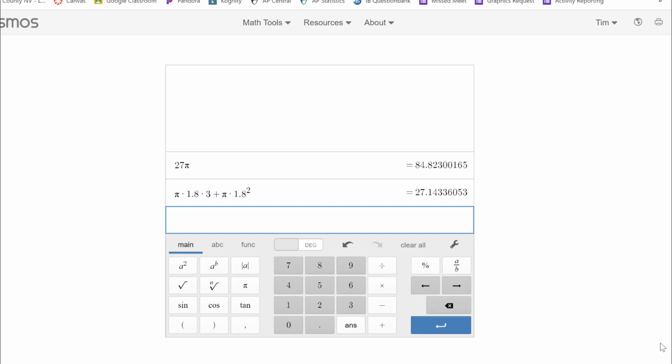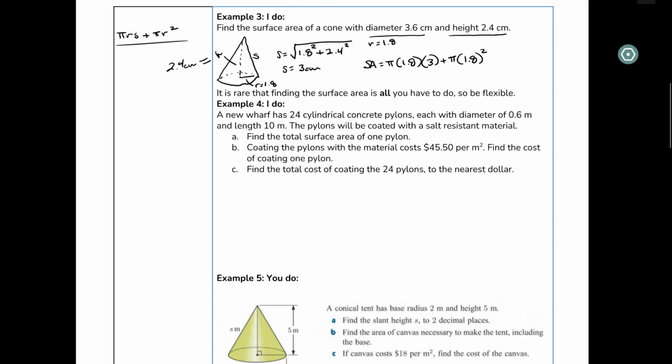And there we see the surface area of this cone is going to be 27.1, and we are looking at centimeters, so we are in centimeters squared. Again, that is rounded to 3 significant figures.